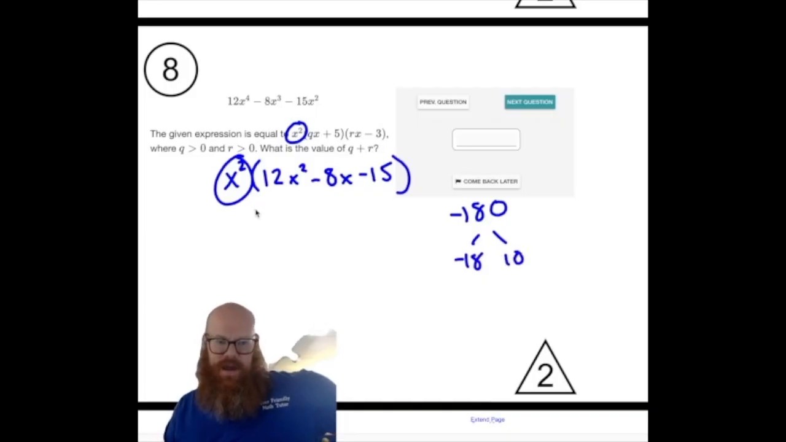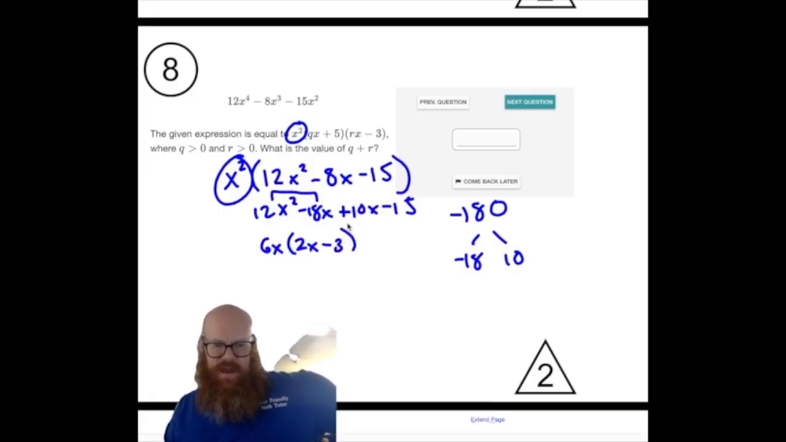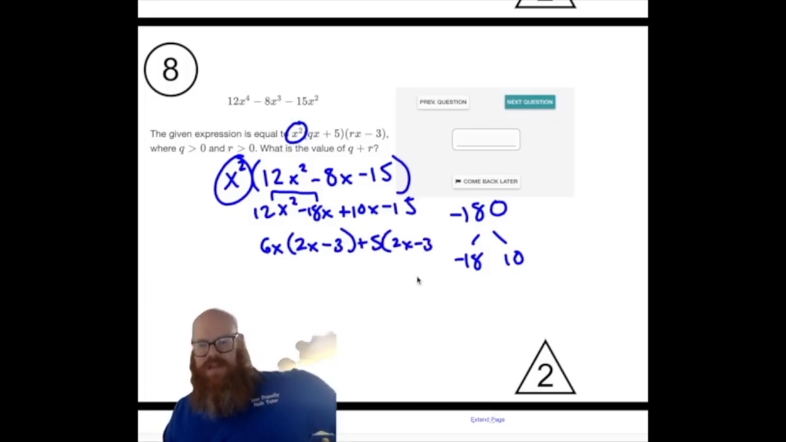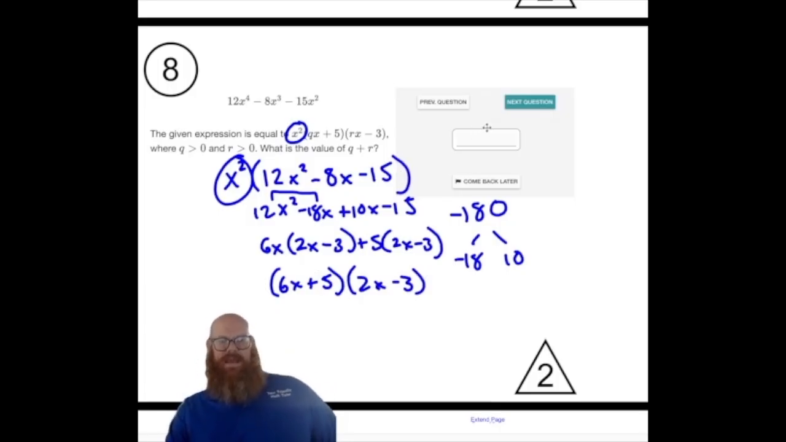And then simply I'm going to ignore this x squared now. So now I have 12x squared minus 18x plus 10x minus 15. Factor by grouping, going to take out a 6x, and I'm going to be left with 2x minus 3. And then I'm going to take out a 5, and I'm going to be left with 2x minus 3. I could stop here, but I will just show you the last step. So 6x plus 5 times 2x minus 3. So now I know Q and R are 6 and 2, and when I add them, I get 8.